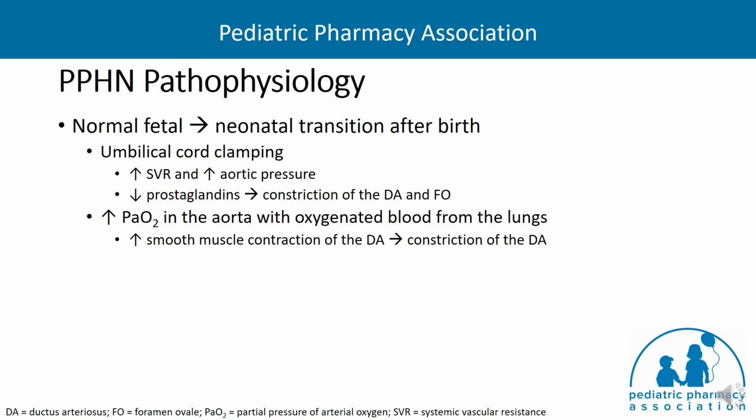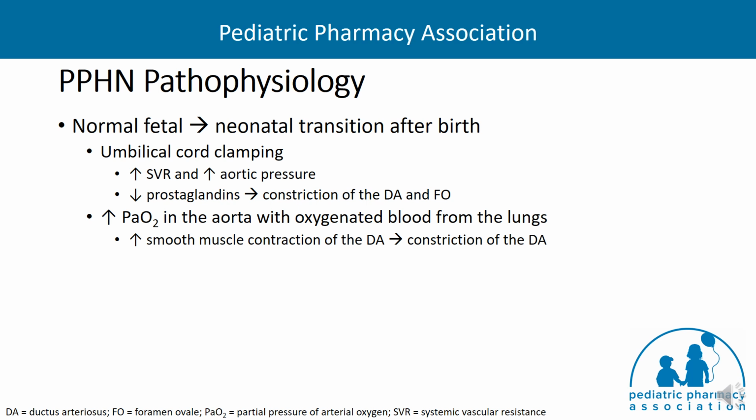If we continue on with what should happen in normal transition, clamping of the umbilical cord increases systemic vascular resistance and left atrial pressure. This encourages the initial functional closure of the foramen ovale. Now that the pressure in the aorta is higher than in the truncus pulmonalis, the right to left shunting that was present before birth should change to a left to right shunt.